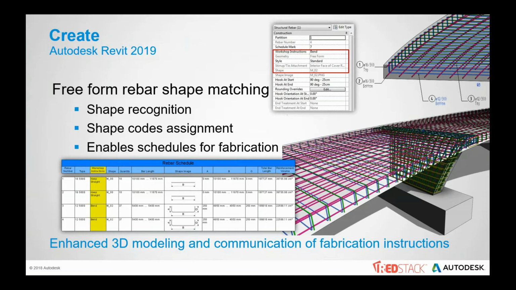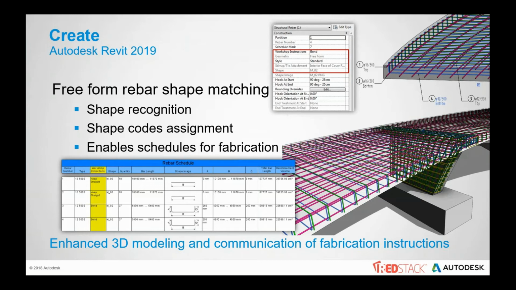The geometry of freeform rebar is defined by the selected references, and if possible, it's matched to a rebar shape family. You can use the workshop instructions parameter to specify how a freeform rebar will be fabricated, and you'll be able to choose between straight and bend. Straight means that the bar will be delivered as a straight bar to the site, and the shape code is of the first straight rebar shape loaded into the project, like 00. And if you choose bend, bend means that if it's possible, the bar will be matched to an existing rebar shape or a matching shape that will be created.